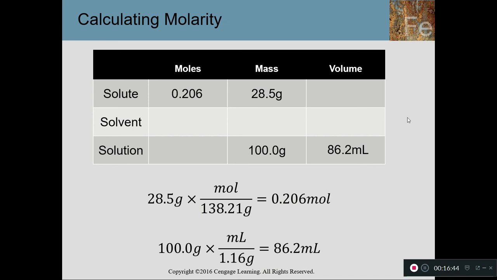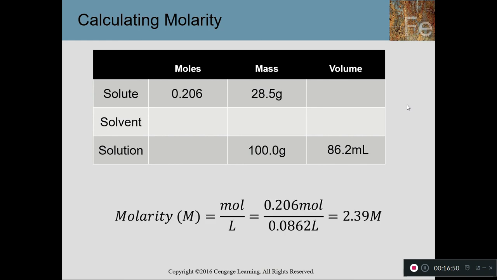And then finally, I have my moles. I have my volume. It's in milliliters, though. I need to convert. So I'm going to go ahead and put my numbers in. Moles, 0.206. Volume has to be in liters for molarity. So it's 0.0862 liters. Do the math, and I get that the solution is a whopping 2.39 molar.